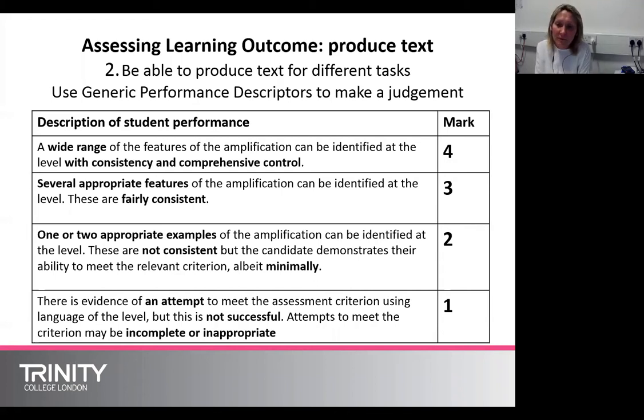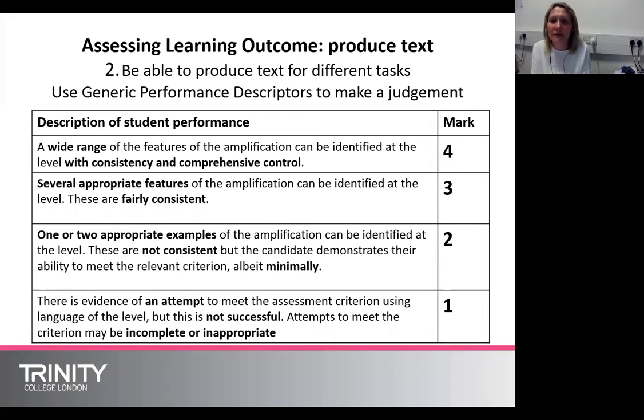And if we have to decide whether we're giving that 1, 2, 3, or 4 marks, these are the kind of words we would be looking at. So if the candidate has demonstrated in that task a wide range of the features of the amplification. In the amplification, there are several features that are listed. If a wide range of those can be identified with a level of consistency and comprehensive control, that candidate would get 4 marks for that assessment criterion.